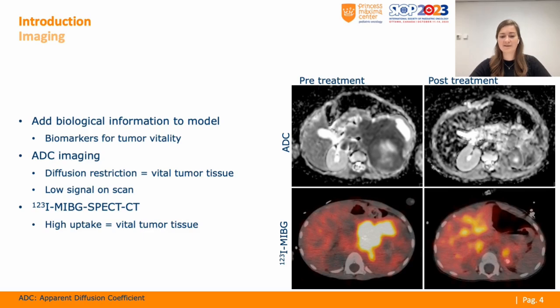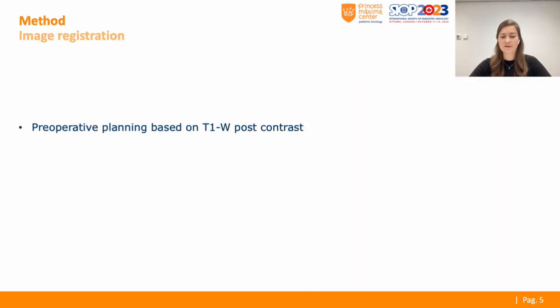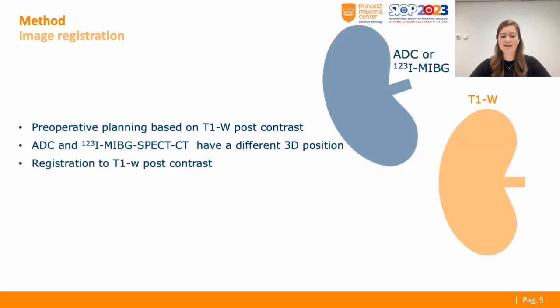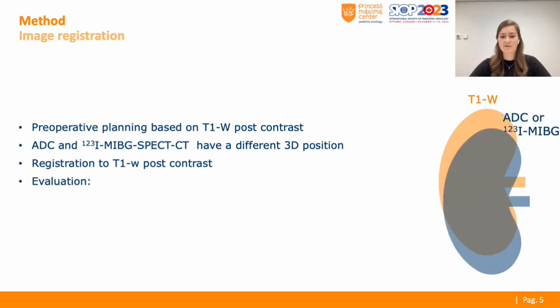And from these images, we can see that the uptake and the diffusion restriction change over time. And with this, we also believe that the biology of the tumor might have changed, and thus also the vitality of the tumor. The preoperative model that we just saw was based on the T1 weighted MRI scan. However, the ADC scan and the MIBG scan have a different 3D position, so we have to perform image registration. And to evaluate the accuracy of the registration, we use the Dice coefficient, which measures the overlap between two structures, and the target registration error, which measures the distance between 2 points.